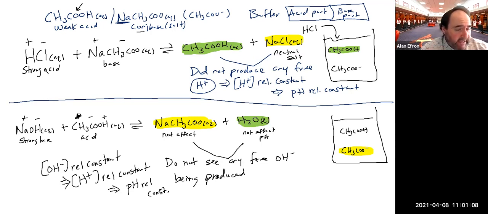Also, when you add base to that buffer, it's able to basically handle the base coming in. It's able to gobble up all the free OH minus. The OH minus ends up in water in the case on the bottom. This is really where our OH minus ends up, right? Our OH minus ends up here in water, just like our H plus up here ends up in the acetic acid. But it's able to keep that OH minus concentration from increasing, with no free OH minus, which keeps our H plus concentration relatively constant and thus our pH relatively constant. Any questions on that?